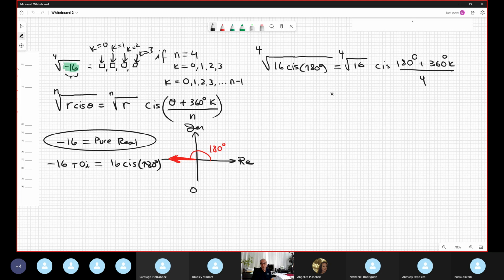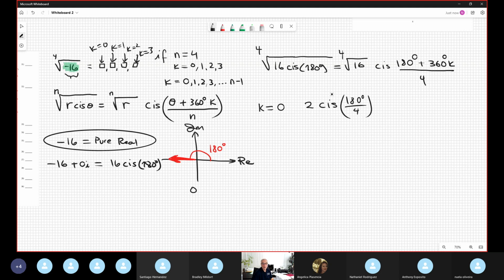Degree, degree. Okay, this is 2, you know that. So this is easy but long. K is 0. The first solution is 2 cosine i sine 180 divided by 4, right? Because I suppose that K is 0, that part disappears. And only 180 stays alive, no?